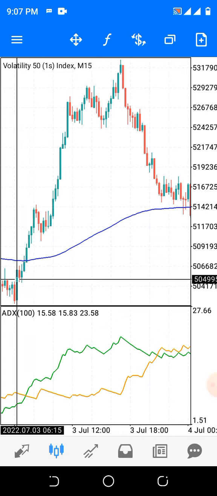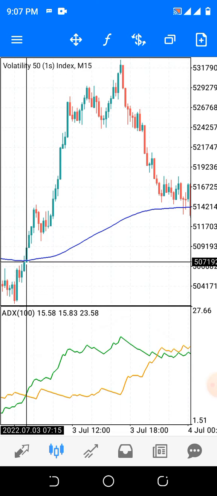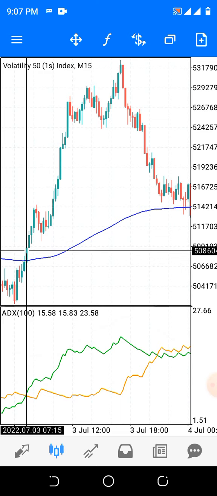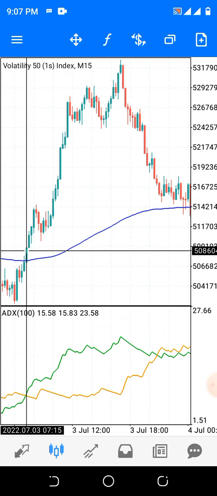So let's trace it. This is where the crossing occurs. Look at this candlestick. You see that it closes above the moving average. So the two conditions are met, the two conditions are fulfilled, so you take a buy position.